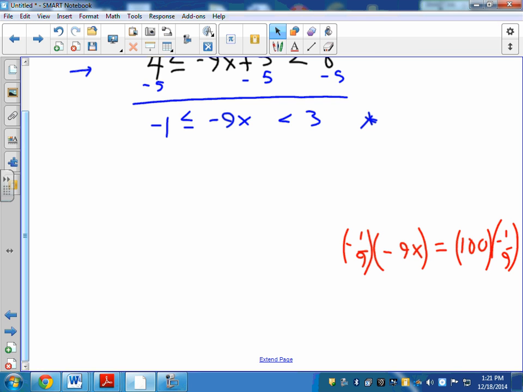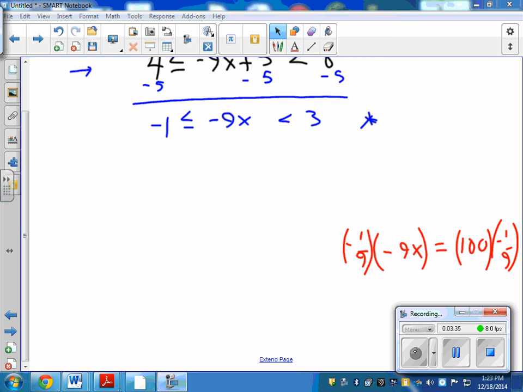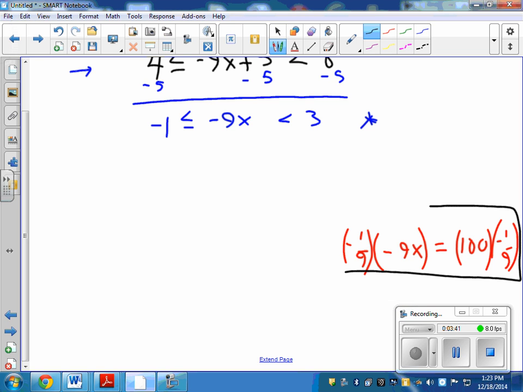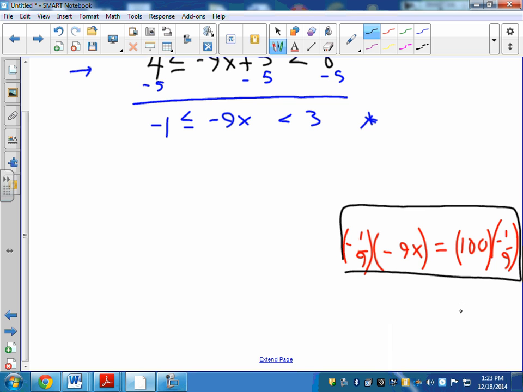Hang on just a second. Let me put this beast on. Okay, back where we were. Yes, we could multiply through by negative 1/9. Now, if it's an equation, that doesn't really do anything. The equal sign stays the equal sign. So negative 1/9 times negative 9x is x, and 100 times negative 1/9 would be negative 100 over 9.